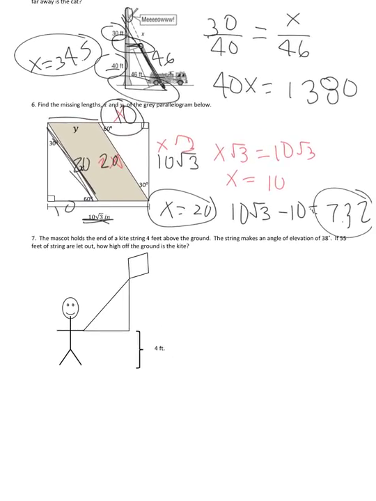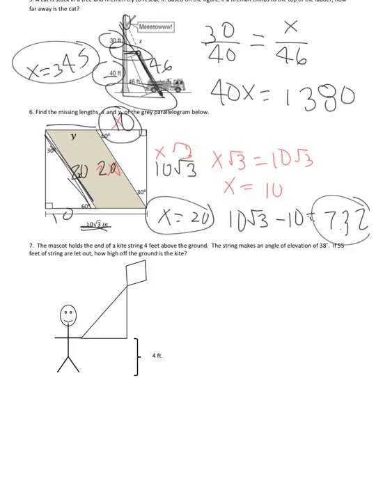Number 7, the mascot holds the end of a kite 4 feet above the ground. The string makes an angle of elevation of 38 degrees. If 55 feet of string are let out, how high off the ground is the kite? So this is the problem we had on the test. I decided to provide a very real, lifelike picture of a mascot holding a kite. You can pretty much imagine yourself at a Spurs game. This looks so lifelike.